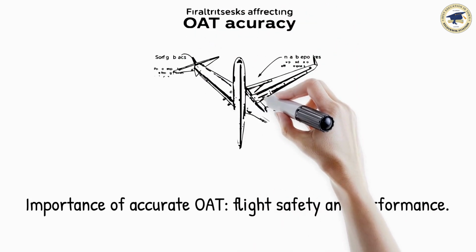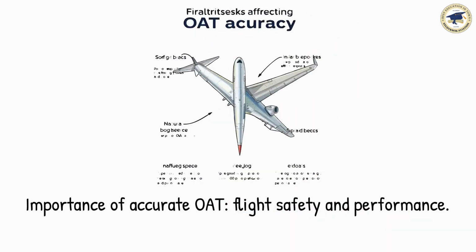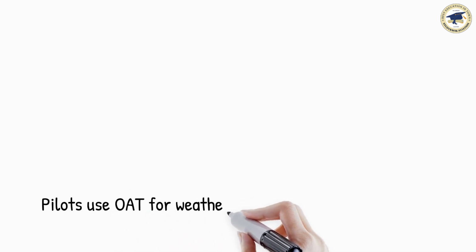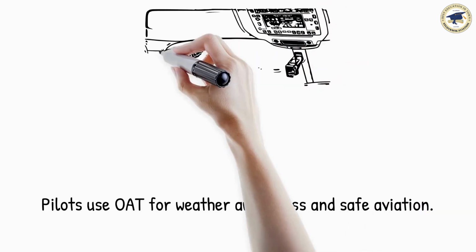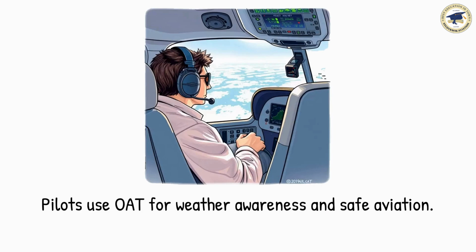Why this matters: flight safety prevents hazards like carburetor icing, turbine flameouts, or inaccurate altitude readings. Performance: accurate temperature ensures correct engine power settings, takeoff calculations, and fuel efficiency. Weather awareness: pilots rely on OAT data for detecting icing conditions and turbulence zones. In summary, air temperature measurement is far more than a thermometer reading. It is a calculated, corrected value that keeps modern aviation safe, efficient, and reliable.